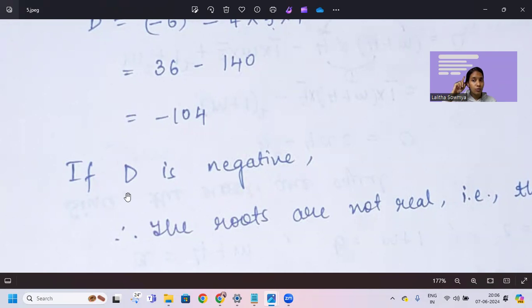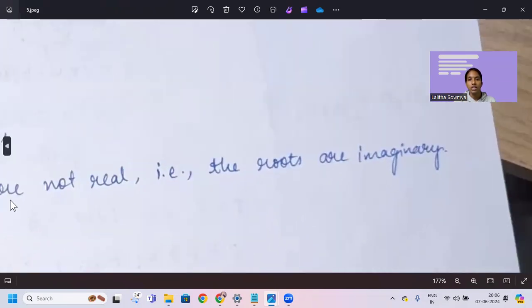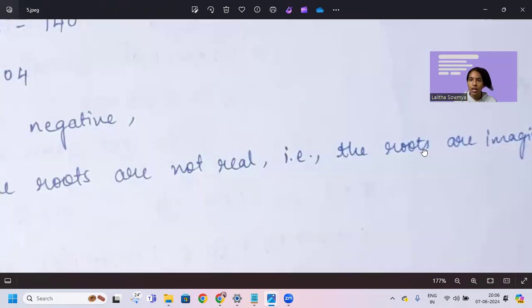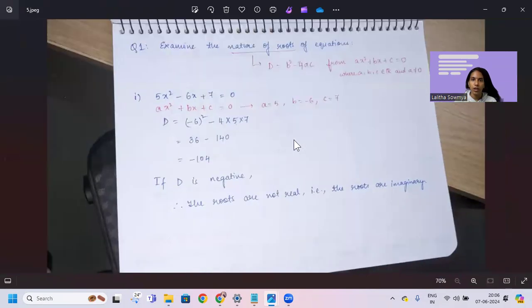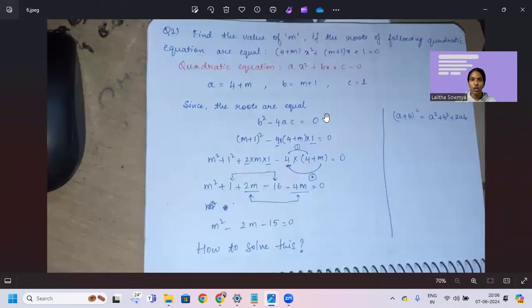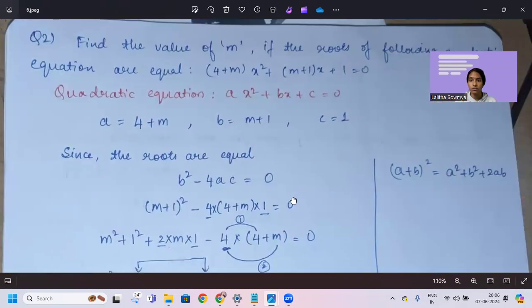And we have known from our nature of the roots that if the discriminant is negative, the roots are not real. That means the roots are imaginary. Got it? Please note it down, and if you have any doubts, do let me know. Chalo, let's go further.